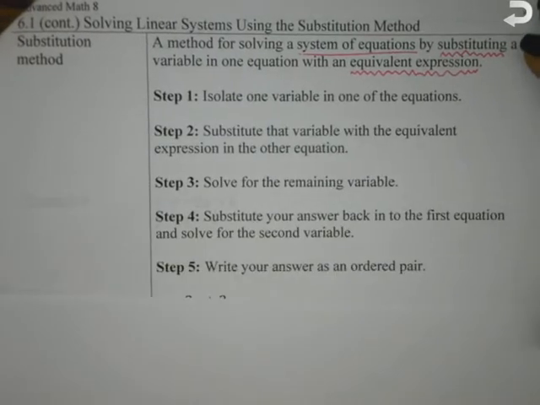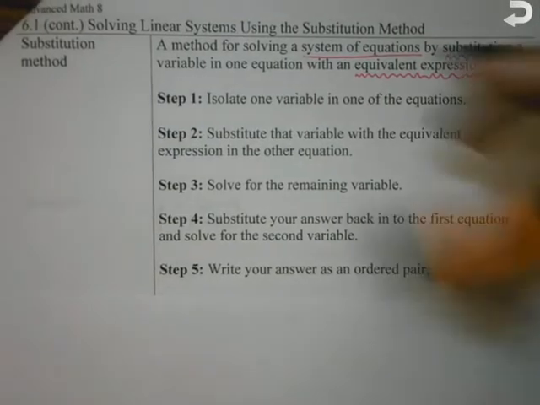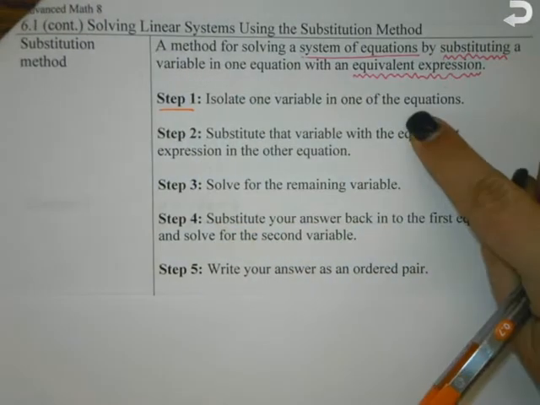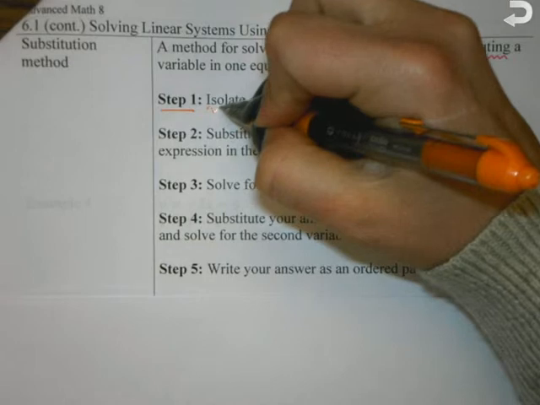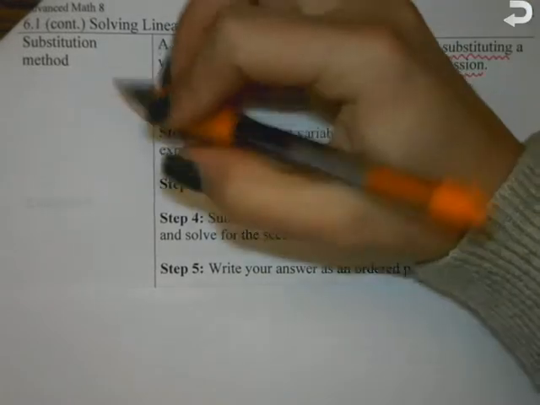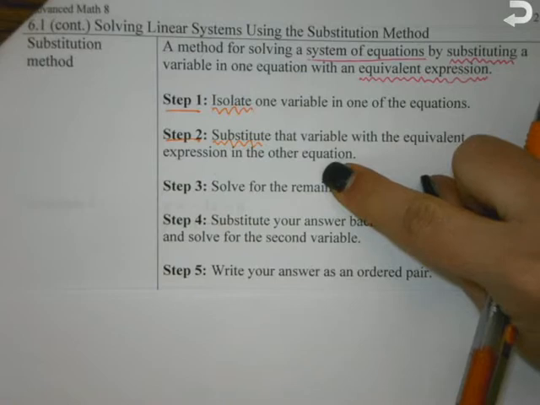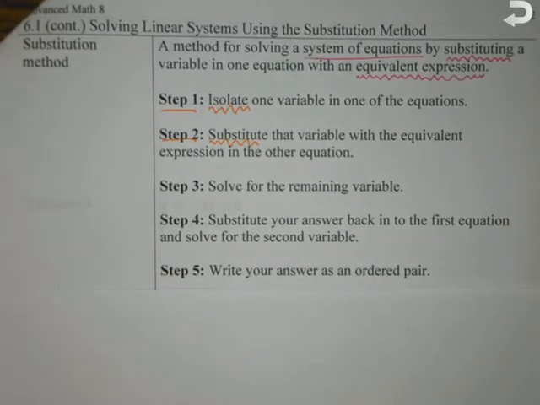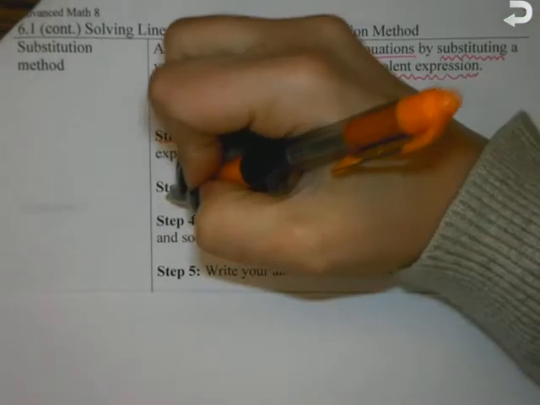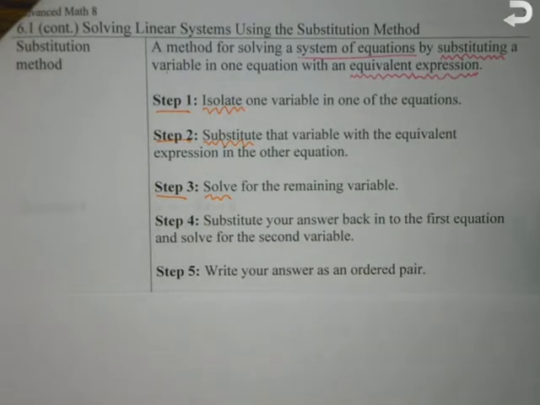Okay? So, here are the steps to using the substitution method. So write down the steps, and then we're just doing a bunch of examples. So step 1, you are going to isolate one variable in one of the equations. So just one variable are you isolating in one of the equations, and sometimes this step will be done for you. So then you would go on to step 2, which is to substitute that variable with the equivalent expression in the other equation, so exactly what we did in the AO. Step 3, you will solve for the remaining variable, so exactly what we did in the AO.